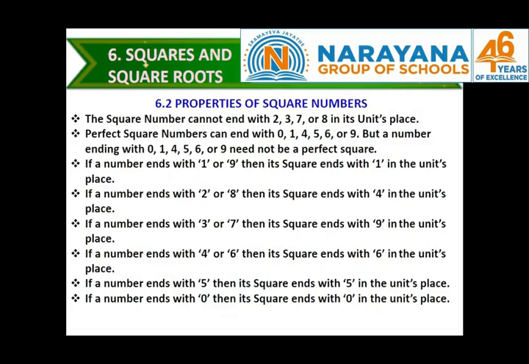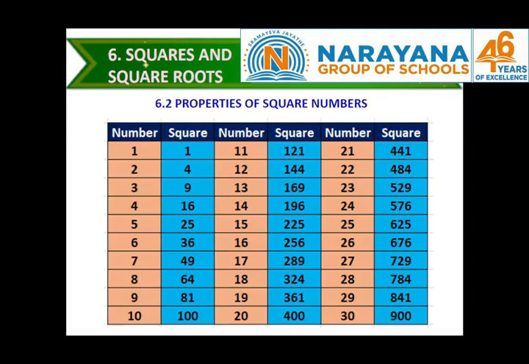Now, the second subtopic, properties of square numbers. A square number cannot end with the digits 2, 3, 7 or 8. Let us check this table. 1, its square value is 1, 2 square is 4, 3 square is 9, 4 square is 16, 5 square is 25, 6 square 36, 7 square 49, 8 square 64, 9 square 81, 10 square is 100.